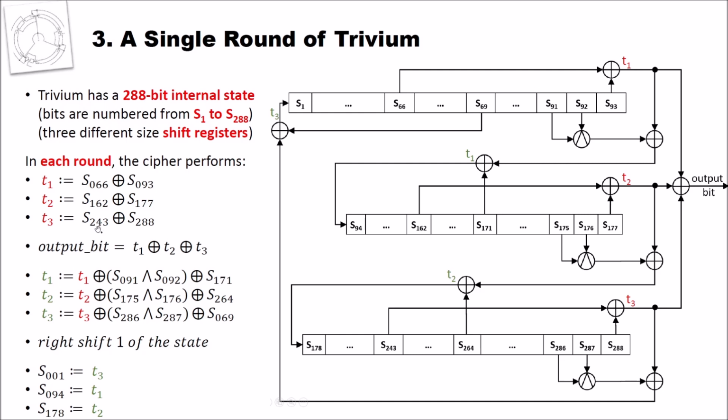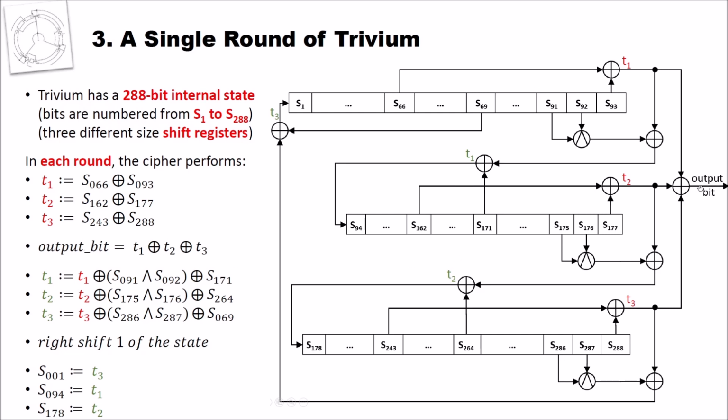We have S243, this is this bit here, XORed with S288, this bit here. And then we have, as a result, T3. And then these three intermediate bits, T1, T2, and T3, are again XORed, and this is our output bit. This is a bit for the stream of bits of the stream cipher.